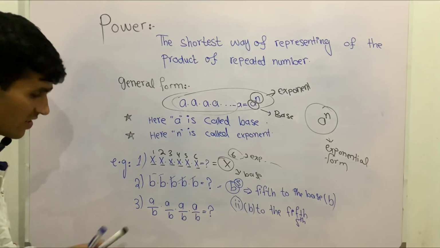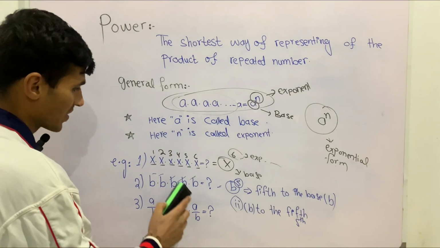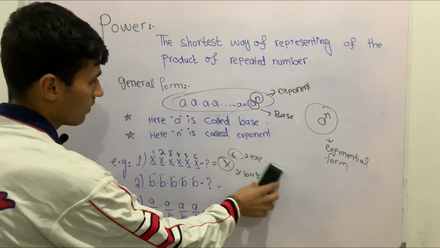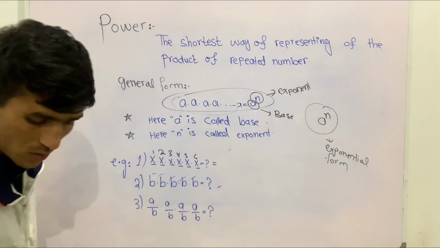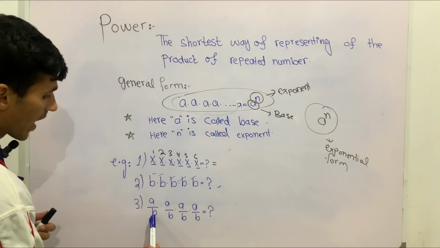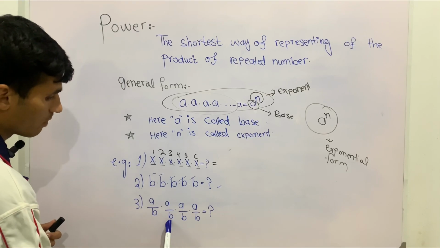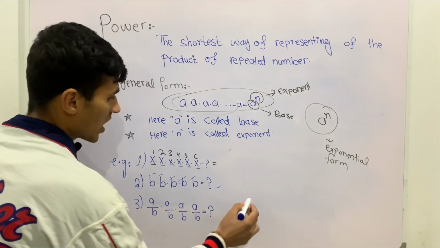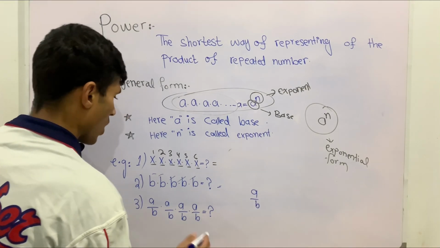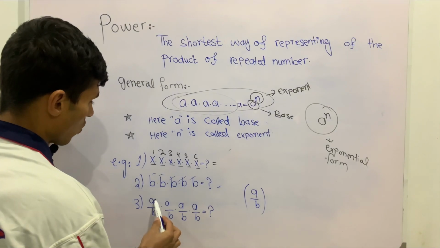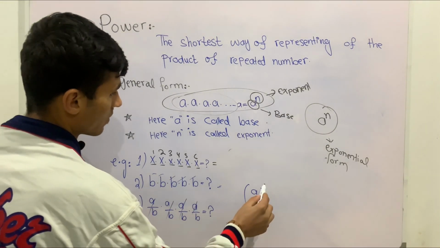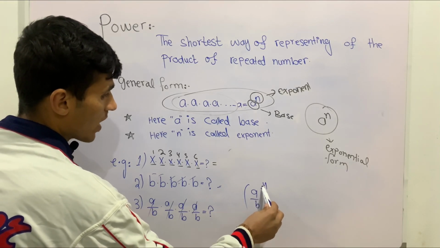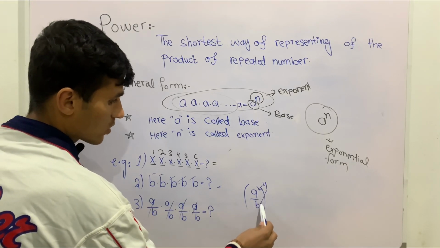What about the third one? Of course you can do it. It's the same as the above solved examples. Look at here. We have A over B multiplied by A over B multiplied by A over B multiplied by A over B. What we should do is just take A over B whole to the power 4 (1, 2, 3, 4). Whole to the power, okay? Because this 4 belongs to A, and it belongs to B as well.